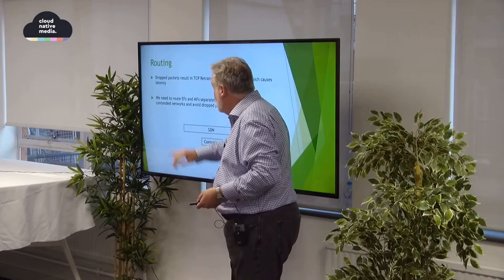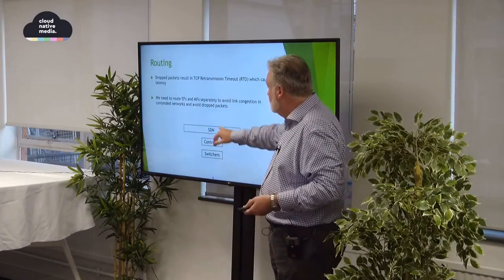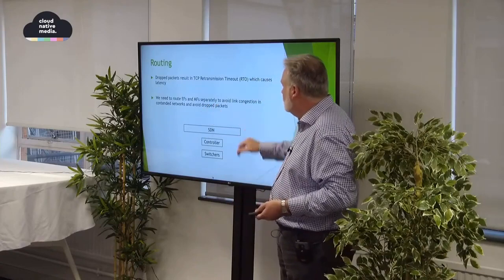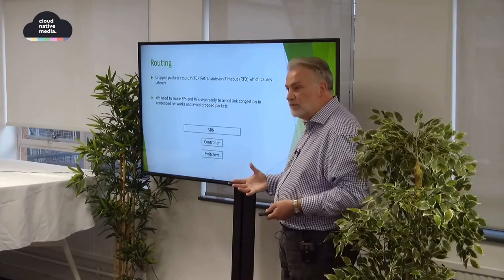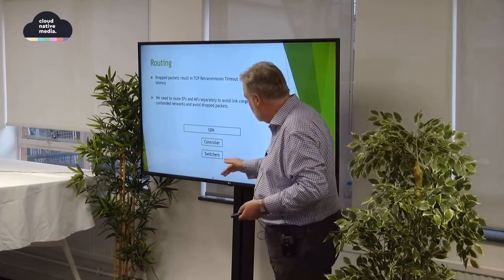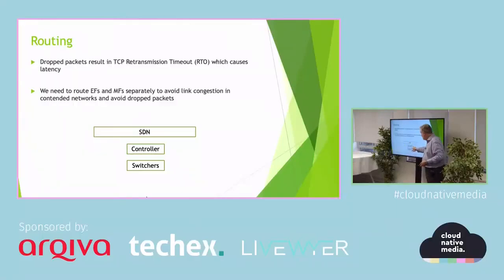So the solution I'm proposing here is that we need to route EFs, elephant flows, and mice flows separately to avoid link congestion in contended networks and avoid dropped packets. I'll show you what I mean by that in a sec. So this is an SDN with a controller and switches.